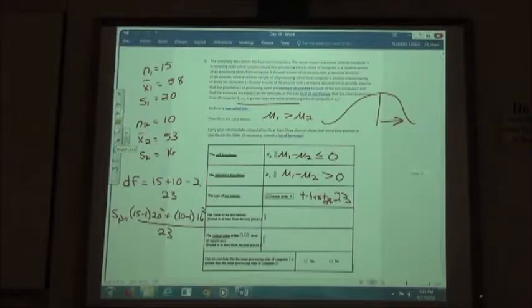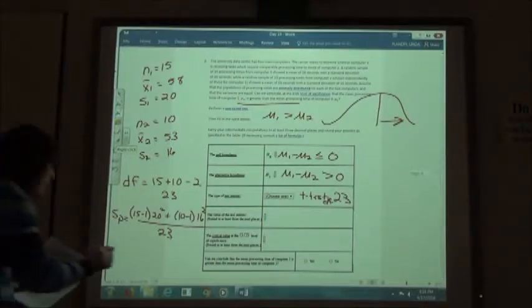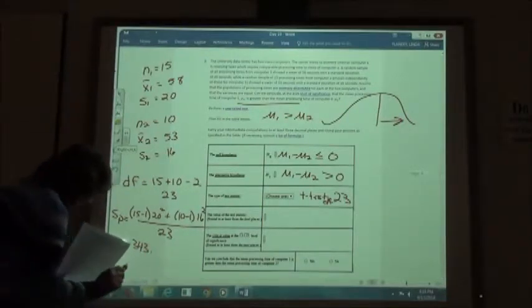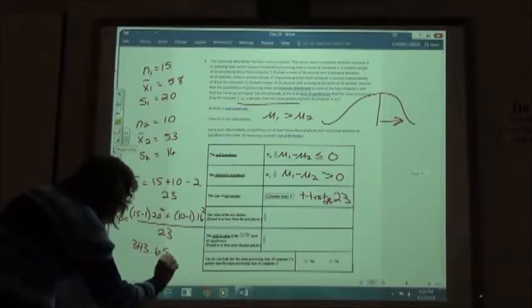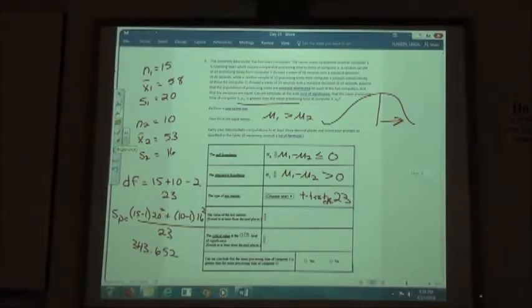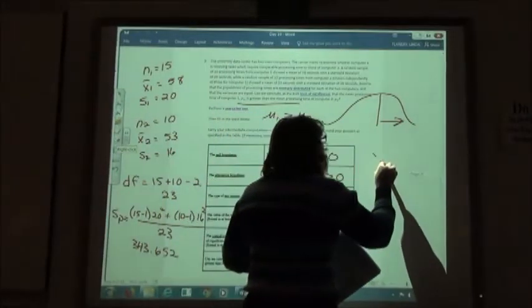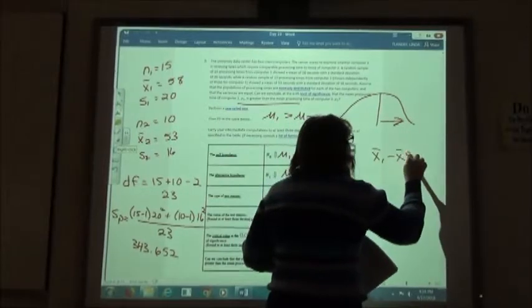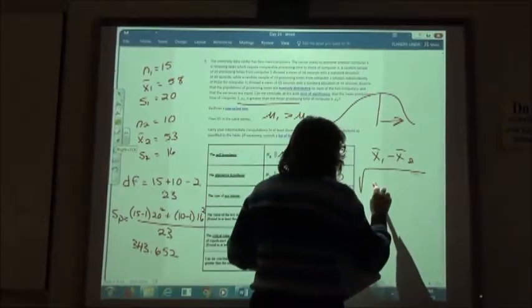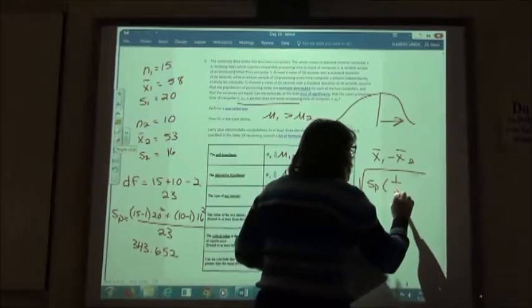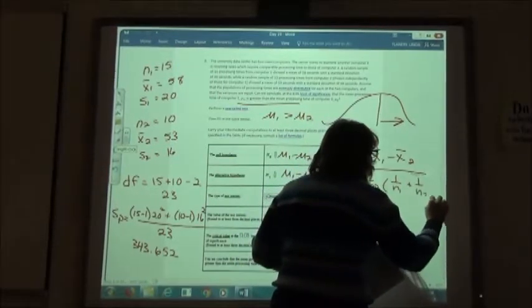To 3 decimal places we get 343.652. Now we can find the value of our test statistic by taking the mean of the first minus the mean of the second over the square root of that SP value times 1 over N1 plus 1 over N2.